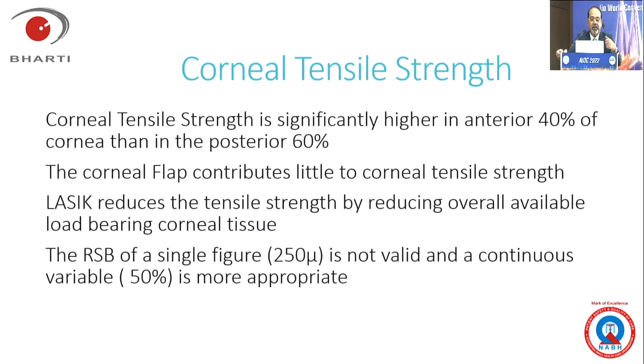The corneal tensile strength is significantly higher in the anterior 40%, where we are doing the majority of flap making and laser correction. So the laser flap contributes little to corneal tensile strength, and that is why it reduces the tensile strength. And a residual bed of a single figure like 250 micron or 300 micron is not a valid figure, because this is not actually a factor which is seen more often, because sometimes a thicker corneal bed again leads to ectasias in all these cases. So a variable which is 50% of PTA is very important.